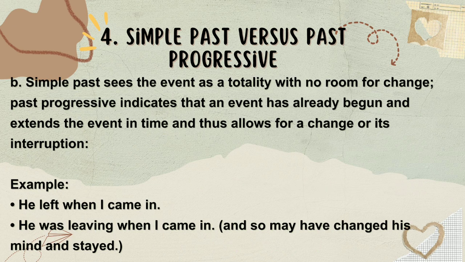Letter B is simple past since the event has totally ended with no room for change. Past progressive indicates that an event has already begun and is extended in time, and thus allows for change or its interruption. For instance, "He left when I came in" versus "He was leaving when I came in," so he may have changed his mind and stayed.